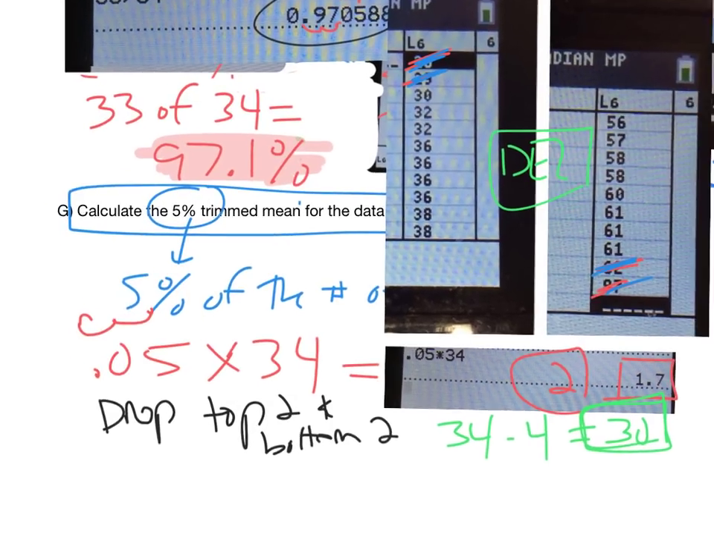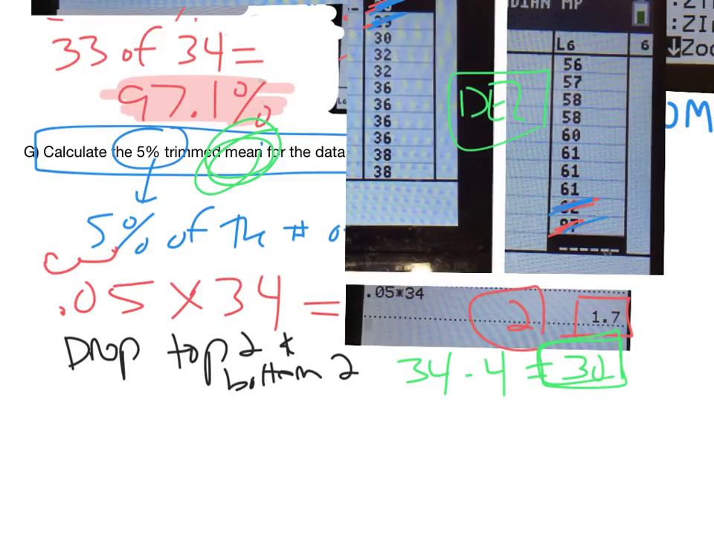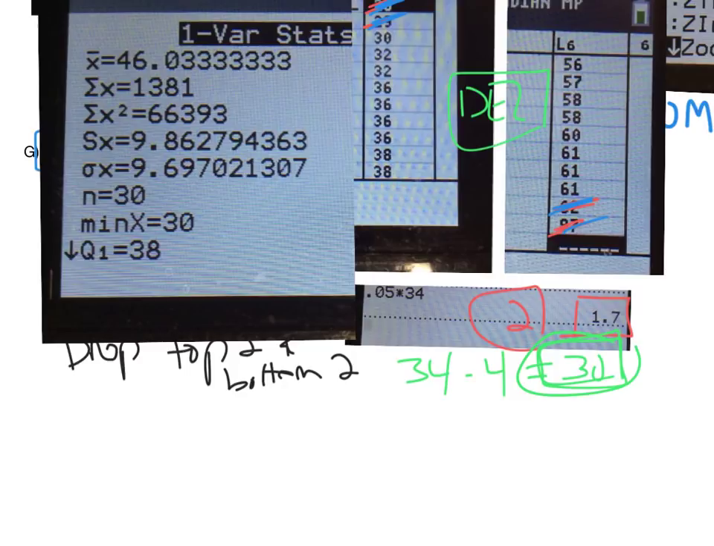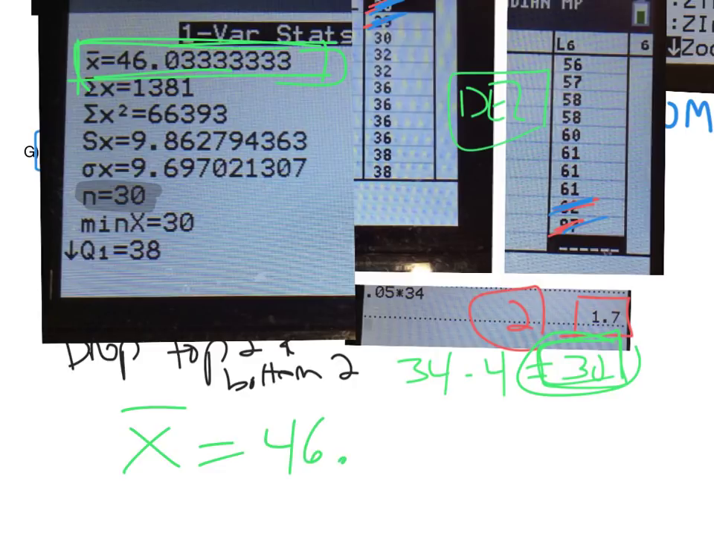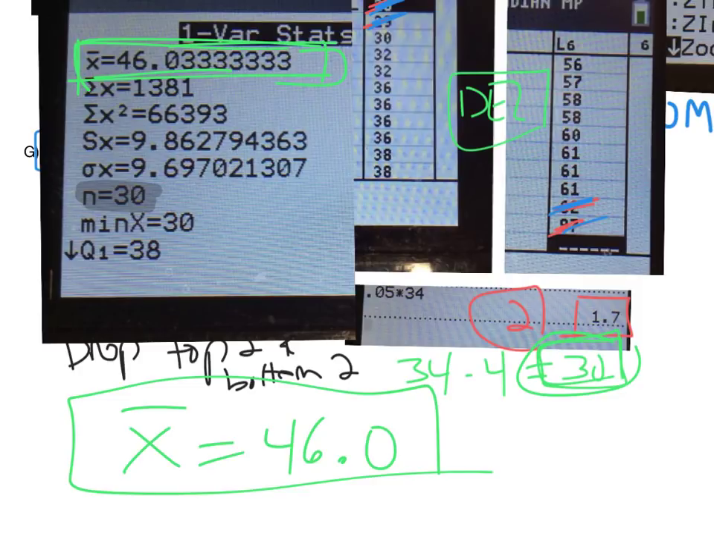And we're going to calculate the mean, the average of those new 30 numbers. So we're going to go back to our 1-var stat test. We're going to rerun the average. Notice again, here is the key. The n value is 30 because we started off with 34 and we dropped the top and the bottom 2. So here we're trying to find a trimmed mean, so I want to know what the average is. So here the x bar to the nearest tenth, 46.0. So that's our 5% trimmed mean for the data.